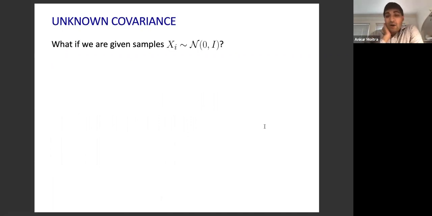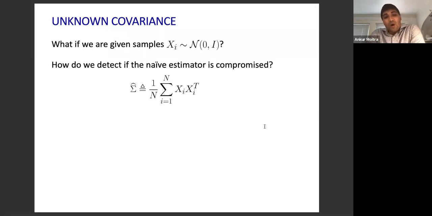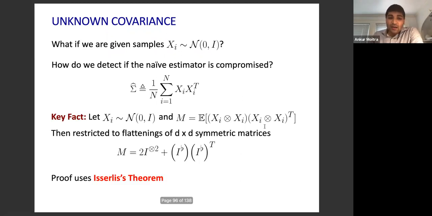So now let's do a thought experiment, because this one I'll have to sketch a little bit more. So let's imagine we're given samples from a high dimensional Gaussian, but it's N(0, I). Well, one of the things you might wonder is how can we detect when the naive estimator has been compromised? So when is sigma hat really far off from what it's supposed to be? So the key identity is the following. If you remember back in the unknown mean case, the idea was we want to detect when the empirical mean has been compromised by looking at the empirical covariance. So here, to detect when the empirical covariance has been compromised, I need to look at the fourth order moments. I need to look at the fourth order tensor.